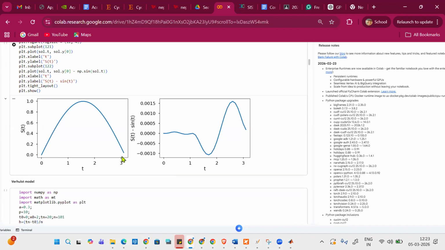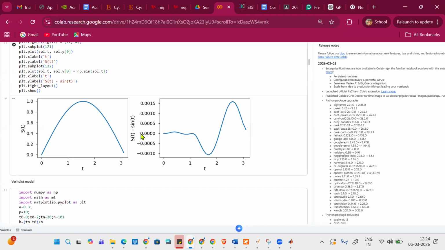3.14 at this point, 0. At pi by 2, yes, so it will be around 1. So sine pi by 2 is also 1. So this is the solution of sine. And we predicted that because du by dt is cos, so u of t should be sine, right? And you are plotting it.